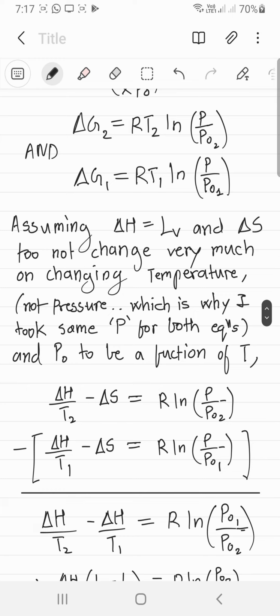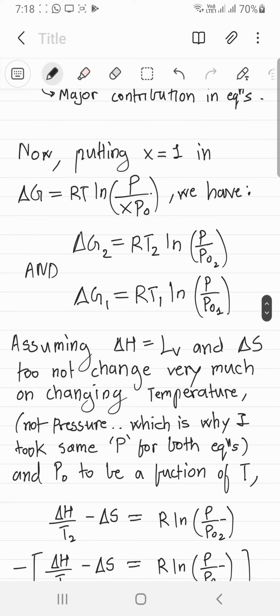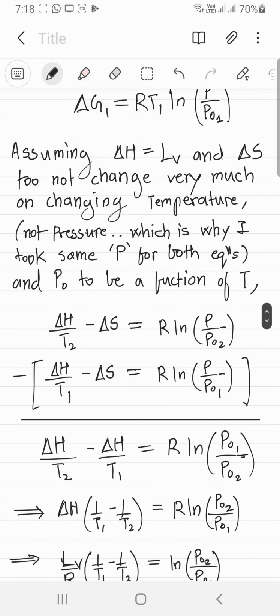And you assume that the enthalpy and entropy of this reaction don't change too much on changing the temperature, not pressure. Which is why I took the pressure P to be the same in both of these equations. And of course, X is 1, so we are not changing the concentration as well.